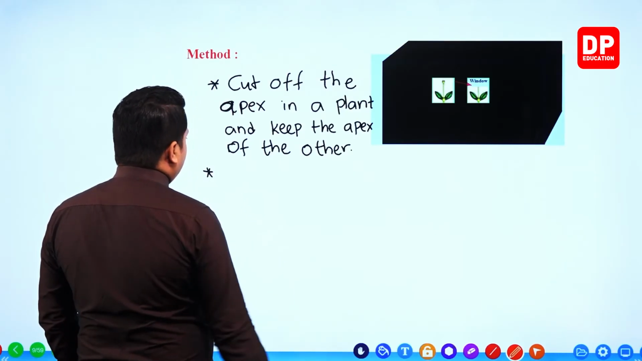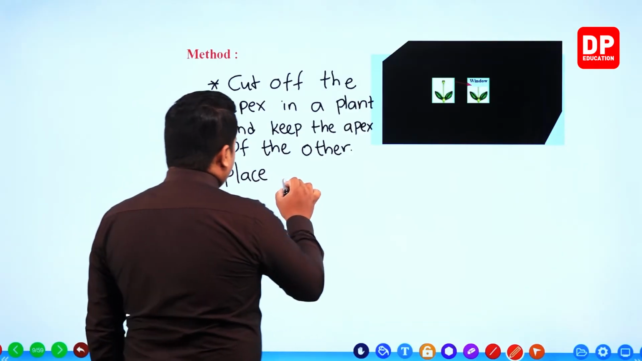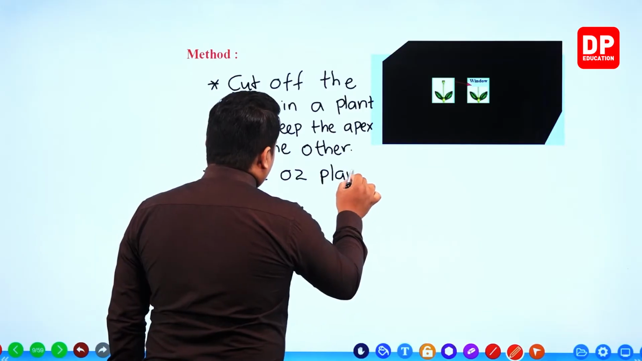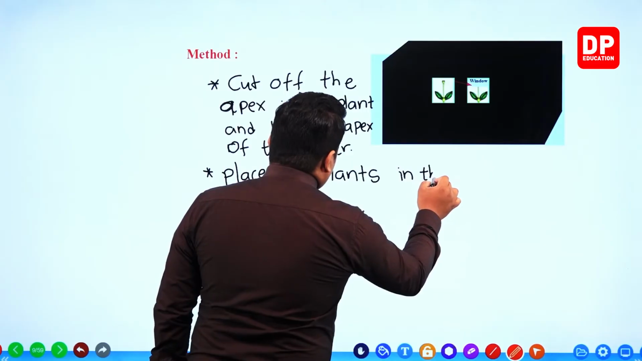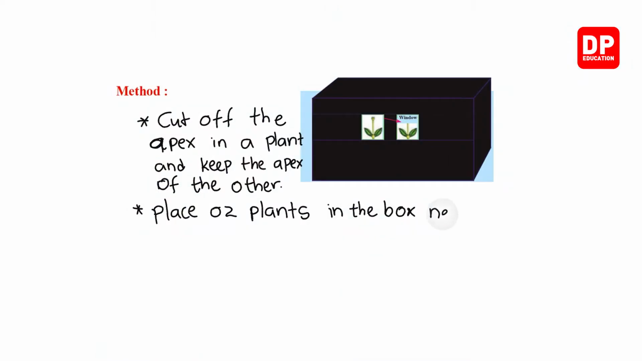Then place the two plants in the box near the holes according to the figure.